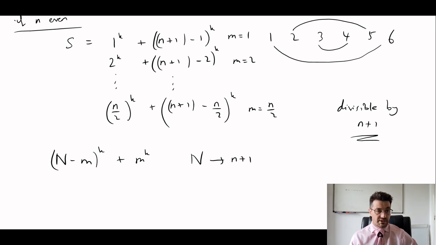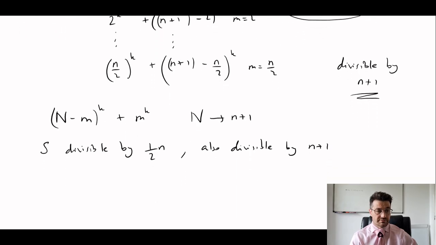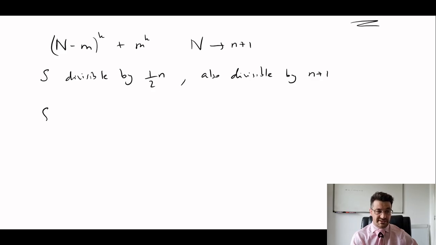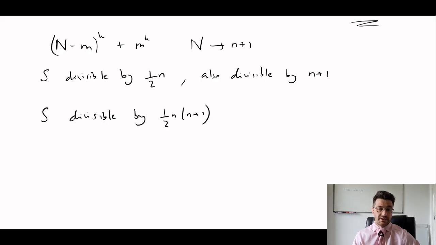So therefore, we've already shown that in the case when n is even, s is divisible by a half n. We've now shown that it's also divisible by n plus 1. So that means that s, and this is not difficult to deduce, s is divisible by the product of these two numbers, divisible by a half n times n plus 1. And this is from the fundamental theorem of arithmetic in a way.